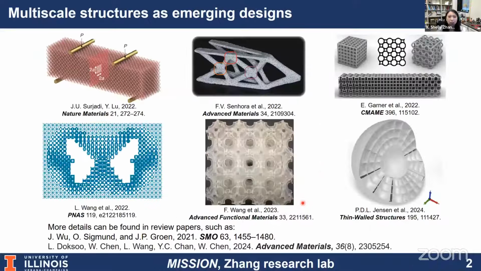So here I listed a few recent examples of the multiscale structure methodologies in the literature. Because there are many methods to design the multiscale structures with different functionalities, and Jun gave a very nice introduction and review of different methods. So here I just want to show some recent examples.